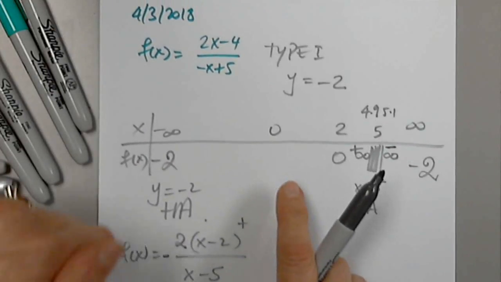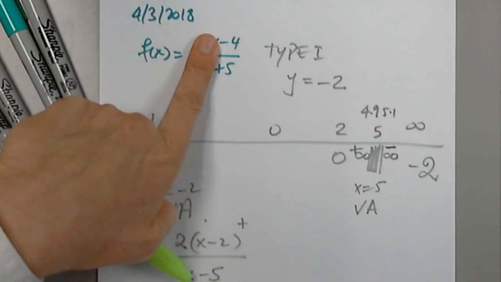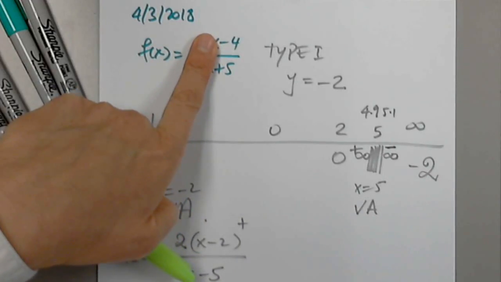Okay, now I need to plug in 0. What do I get when I plug in 0?